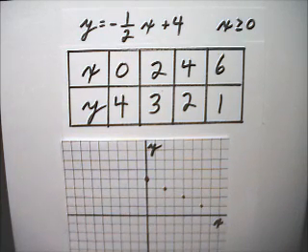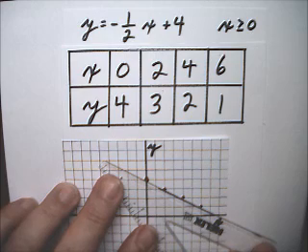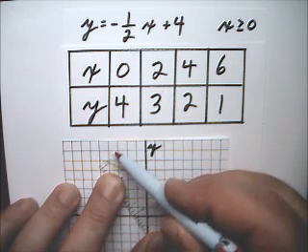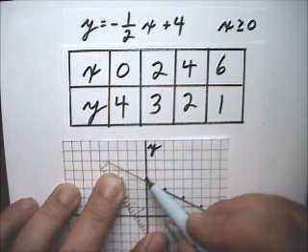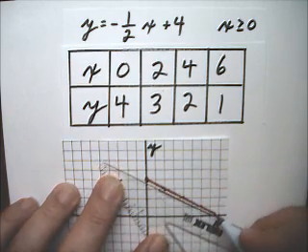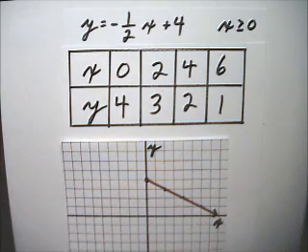When I graph this, I have to be careful, because x has got to be greater than or equal to 0. So the graph does not exist over here with the domain restriction that I have. So that is the graph.